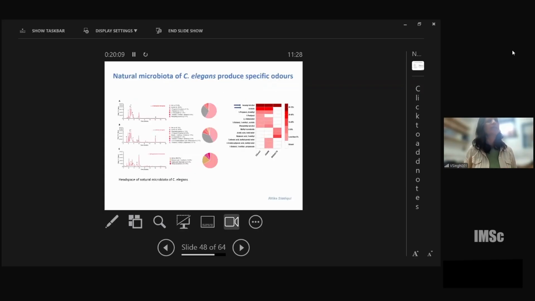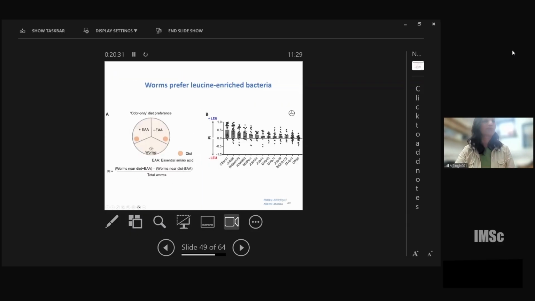So again, back to our technique of gas chromatography or GCMS, we looked at all 12 bacteria and found that the 3 bacteria that worms like indeed produced a lot of a molecule called isoamyl alcohol, or IAA. There are other molecules as well, but it was easy to see that isoamyl alcohol made up most of that. Ritika and Nikita showed that all the bacteria produced more isoamyl alcohol if an essential amino acid called leucine is present.